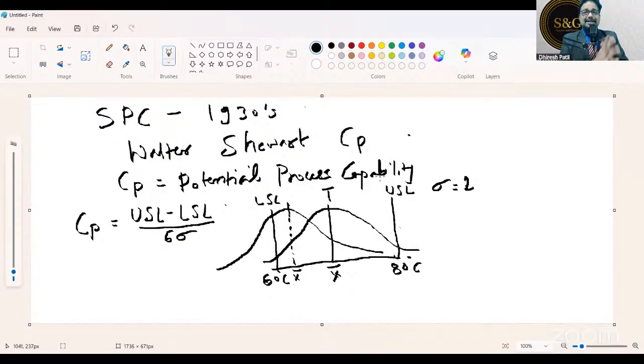Now, can you calculate the Cp here? Can you calculate the process capability with this new process? USL is 80. LSL is 60 only, because it's the customer's specification limit, which will remain the same. The standard deviation, as I said, is 2 only. The process has shifted, the mean has shifted, but the standard deviation remains the same. What is the Cp value? Type in the chat box. Giriji is saying same.